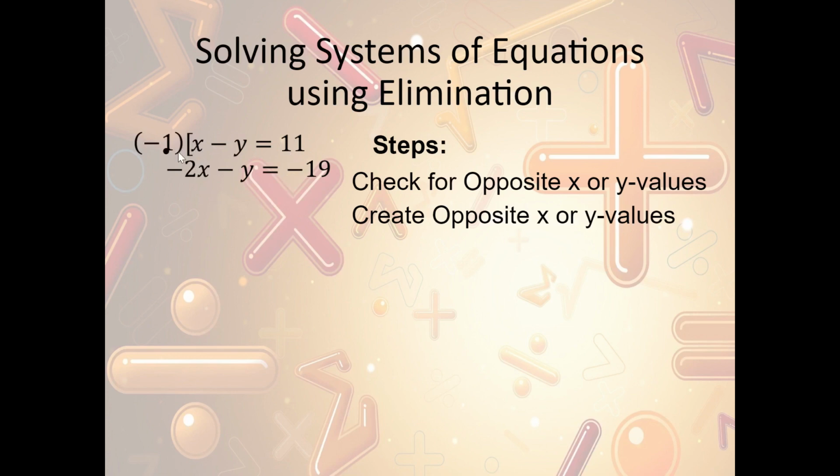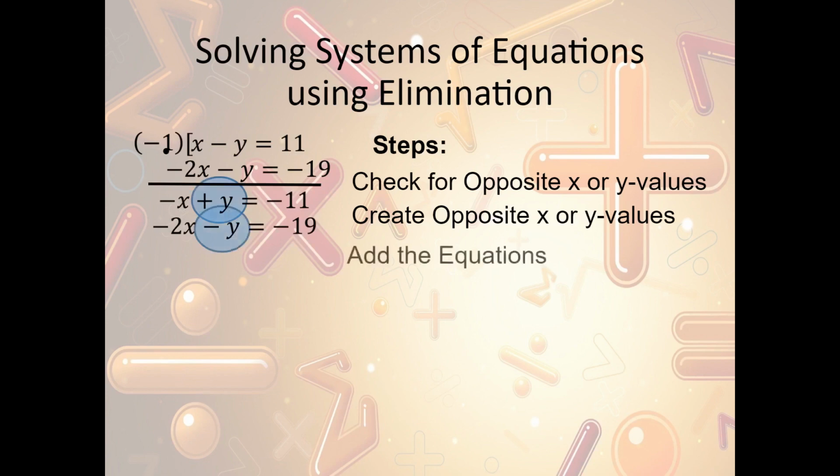So when we do that, we get negative 1 times x is negative x. Negative 1 times negative y is positive y. And negative 1 times 11 is negative 11. So what we're left with now is negative x plus y is equal to negative 11. And the bottom one didn't change. So now, notice we have opposite x and y values. So now we just follow the steps we did previously.